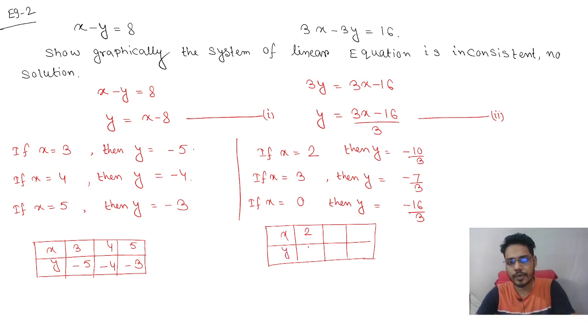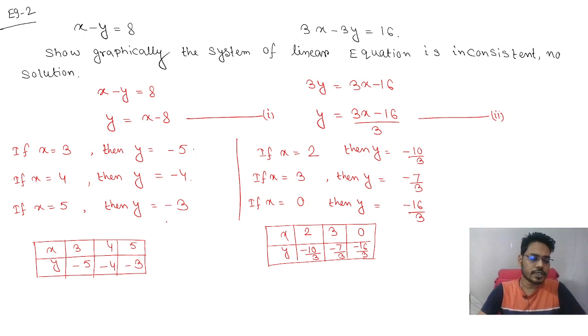If x is 2, y is minus 10 by 3. If x is 3, y is minus 7 by 3. If x is 0, it is minus 16 by 3. So now we just put this into A, B, C points, and we'll put this as D, E, F points in the graph.